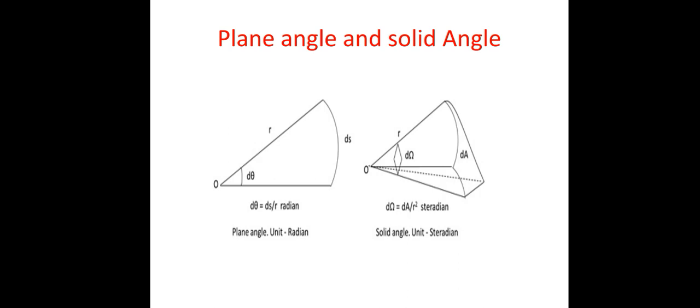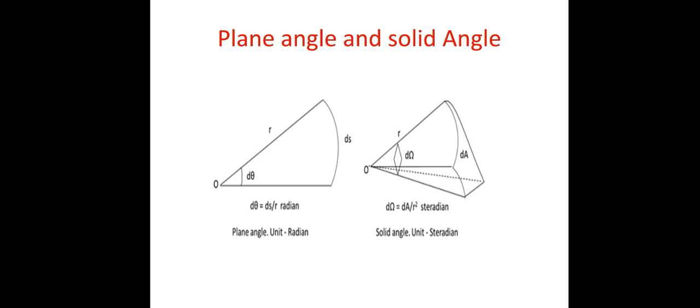Okay, so this you can see as the plane angle, right? And solid angle. Solid angle is what? The 3D structure, solid shape, right? But plane angle has a 2D structure. As you can see, the d theta is the angle formed at the center, and ds is the what? The arc. Okay, you can say small area.